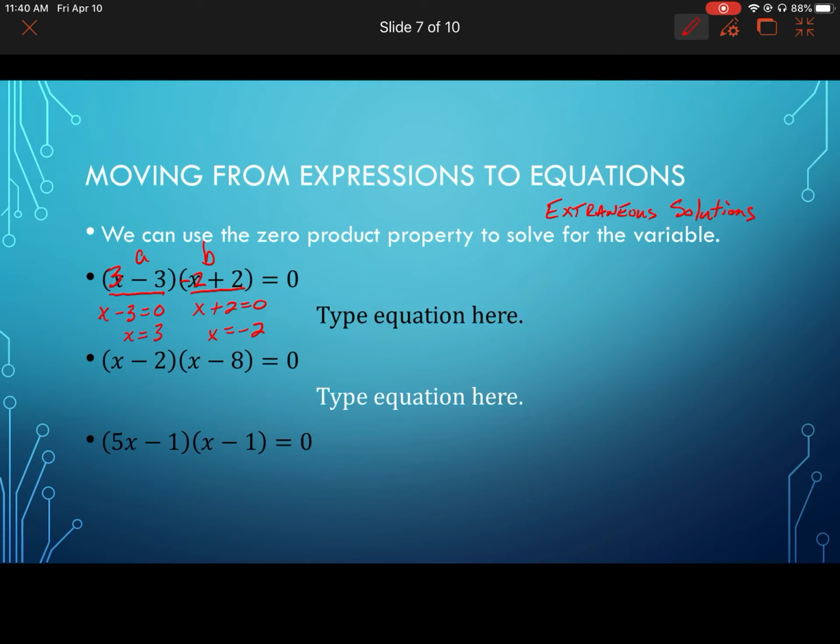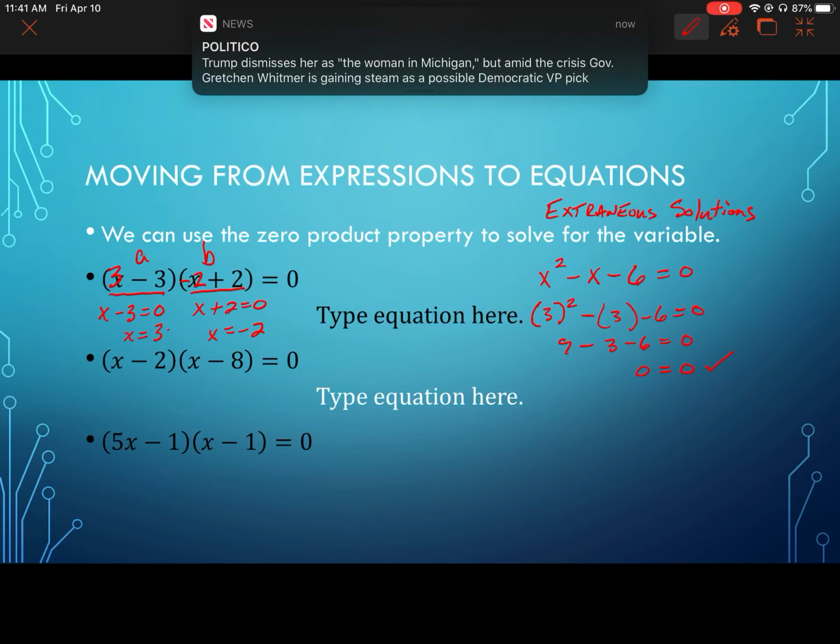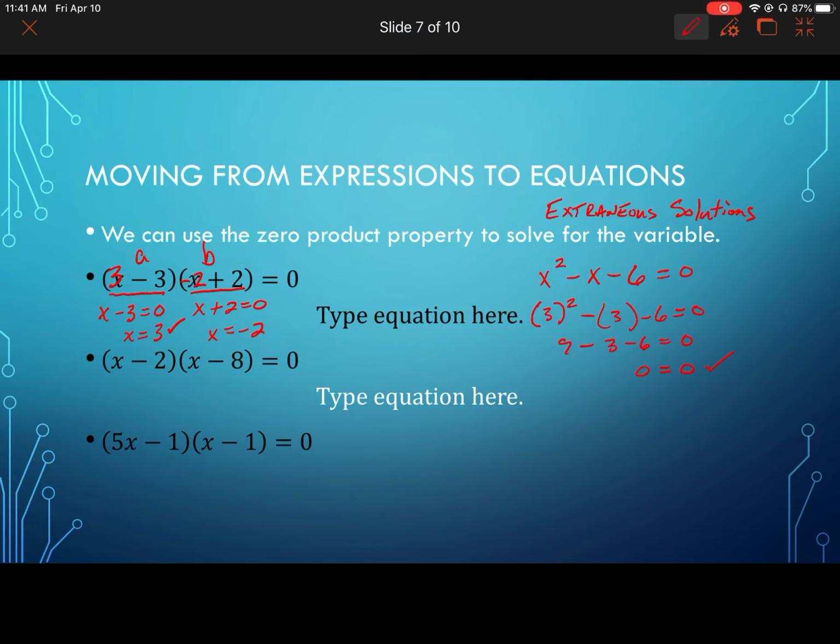So we're going to check to see which one of these is true using the original trinomial of x squared minus x minus 6 equal to 0. Let's check the first one: 3 squared minus 3 minus 6 equals 0. Well, that's going to give me 9 minus 3 minus 6 equals 0, which obviously is 0 on the left. So 0 equals 0, that is in fact a true statement. So we know that x equals 3 is a valid solution.